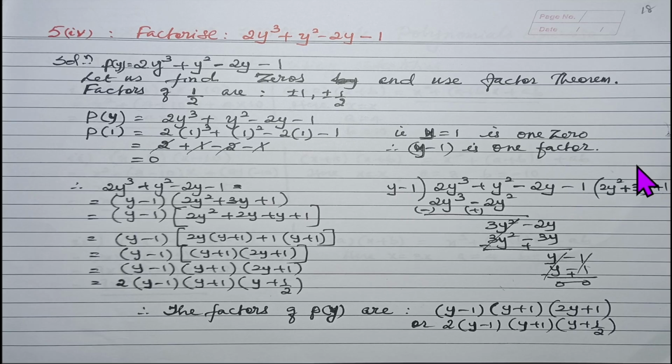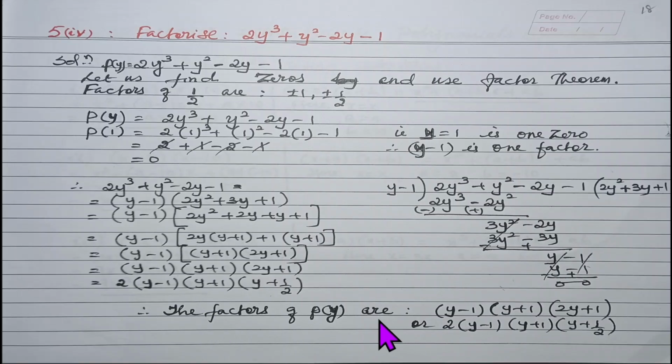I get the quotient as 2y square plus 3y plus 1, and then I can go for the middle term splitting method and find out the factors of 2y square plus 3y plus 1, and that is exactly what I have done. So the dividend I have taken and I have multiplied by the divisor and the quotient, and then I have gone for middle term splitting method to find the factors of the quotient there, and I have found out the factors as y plus 1 and y plus half, and of course we can take 2 also common here, or else we can just keep it like that.